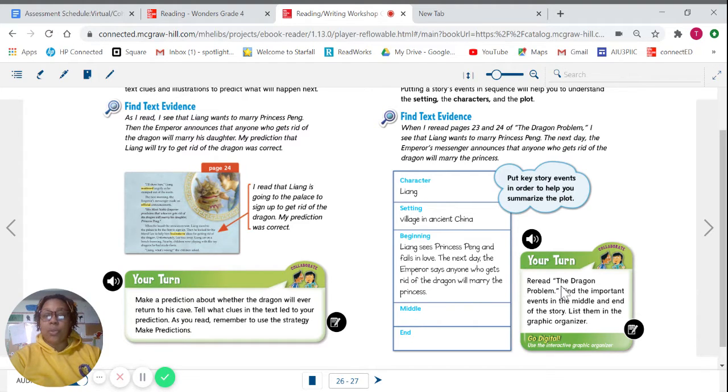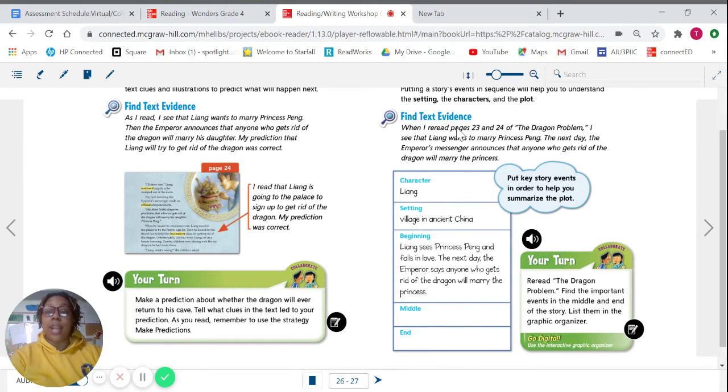Now it's your turn. Reread The Dragon Problem and find important events from the middle and from the end of the story and list them in your own graphic organizer. You can simply get a piece of paper, separate it into five different sections, and label it character, setting, beginning, middle, and end. If you want, you can copy what we already have here and add in your own key story details for the middle and the end.